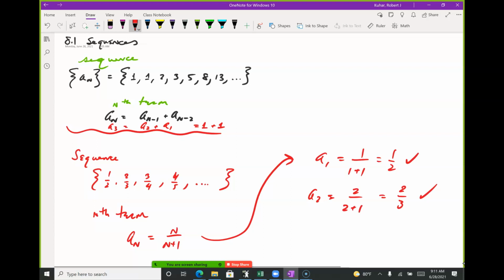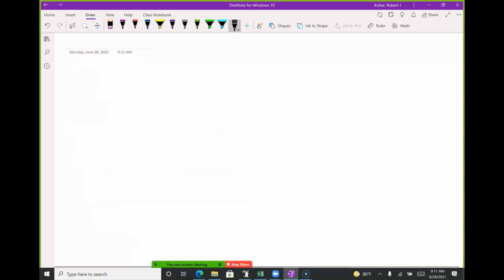Like if I alternate between positives and negatives. So let's just look at that one real quick. So here's my sequence.